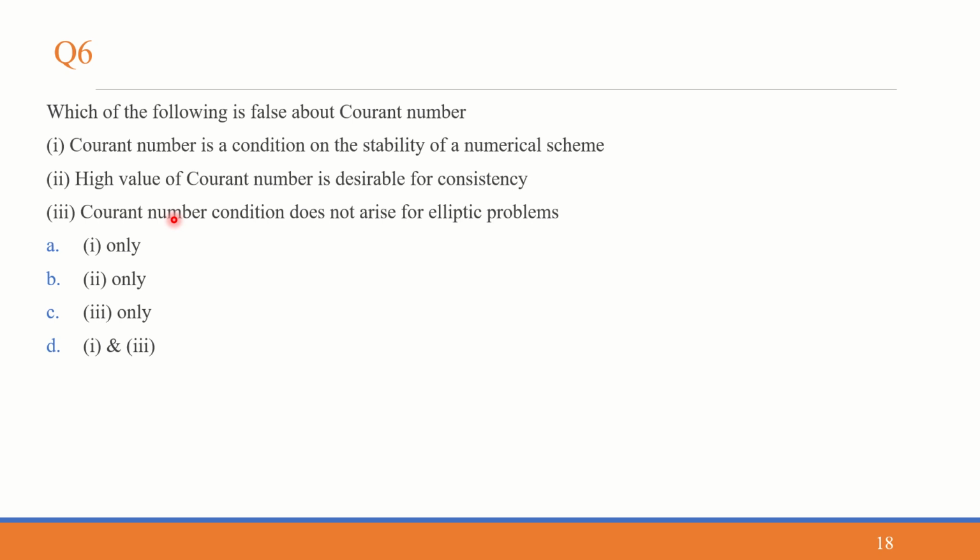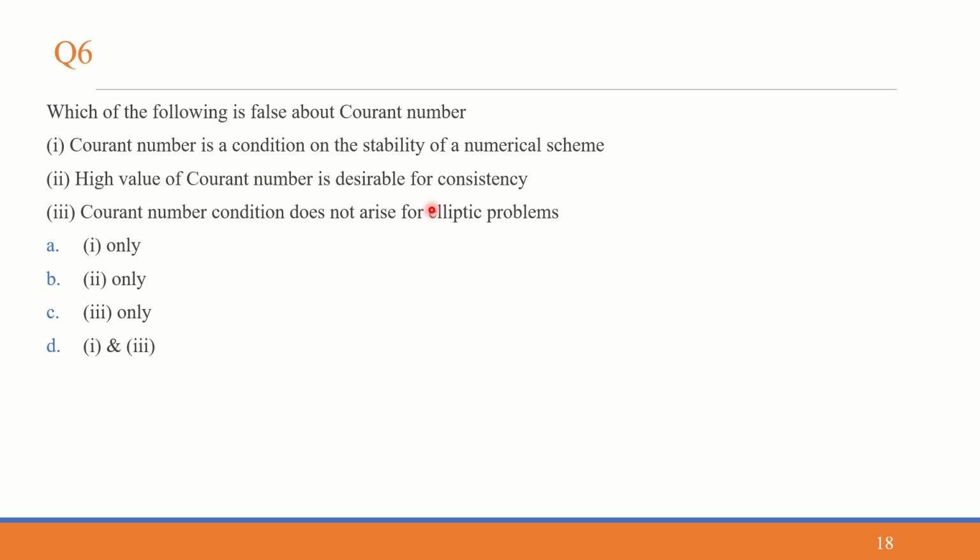Okay, the answer is, we will discuss one statement at a time. Courant number is a condition on the stability of a numerical scheme. This is true because the Courant number basically tells us how much information is passed across each grid with respect to a specific time step. So the Courant number is a condition on the stability of a numerical scheme. That is true because it gives a value beyond which the system will become unstable and it will diverge. So it is true.